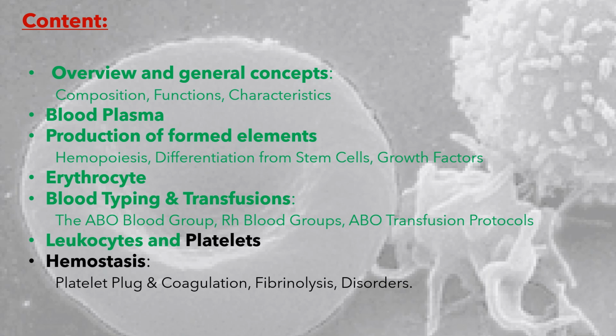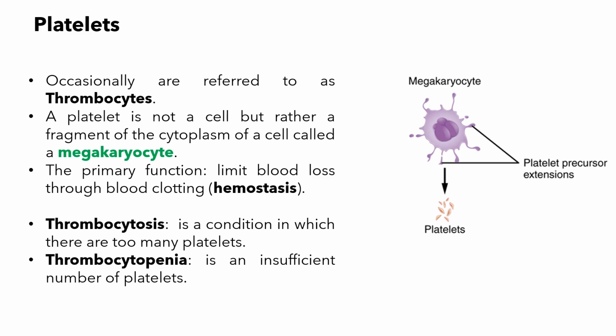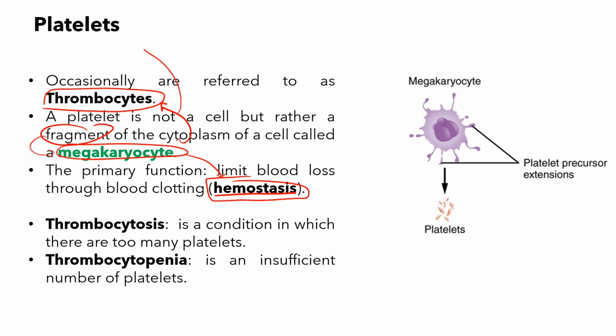All right, let's finish the class with the last part of these formed elements. Those are the platelets, also known as thrombocytes. Remember that they're not really cells, they're fragments of a huge cell called a megakaryocyte, and they're extremely important to limit blood loss through the process called hemostasis, which is blood clotting. So the key information to memorize here: connect megakaryocytes with thrombocytes or platelets, and know that platelets are extremely important for hemostasis.